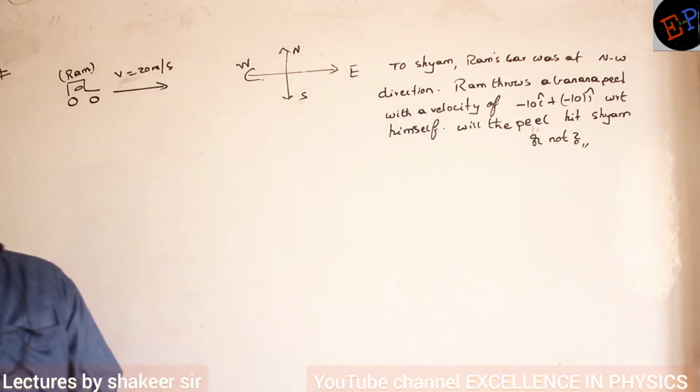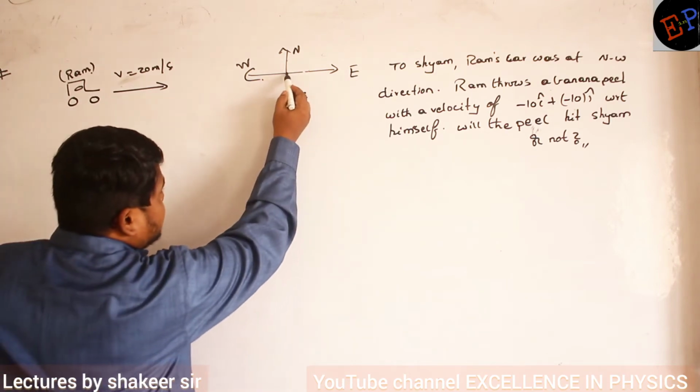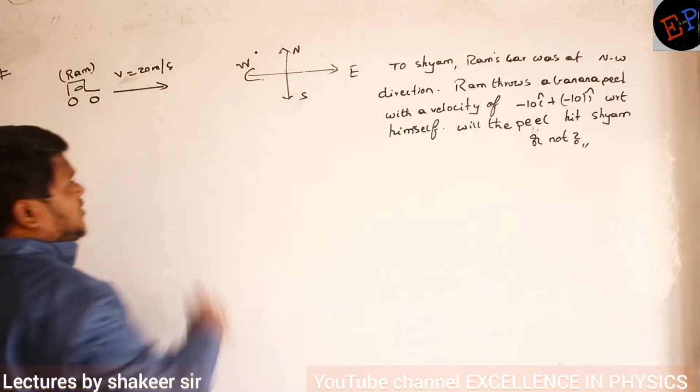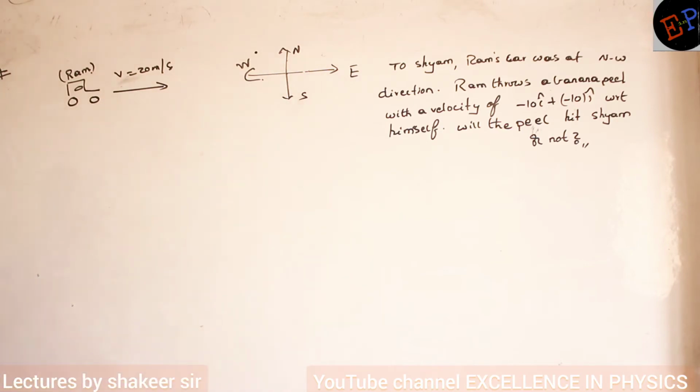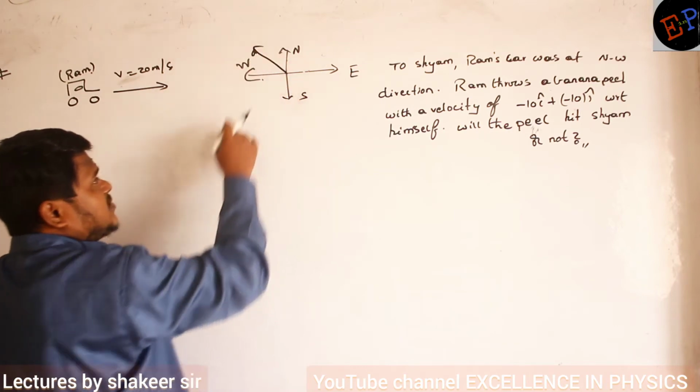It is present in the northwest direction. It means that if Shyam is present here, the car is present somewhere here. That is the meaning of this. So what is meant by northwest direction?